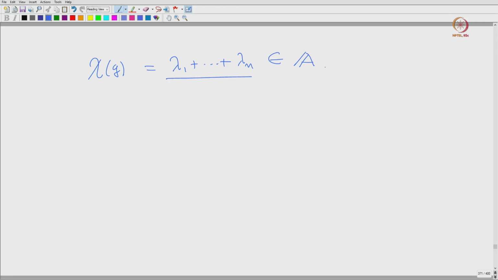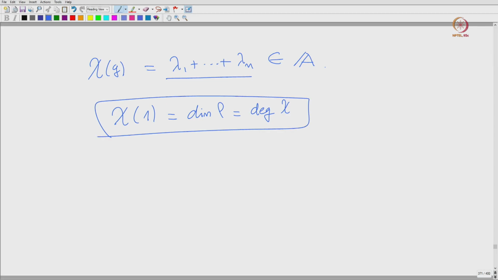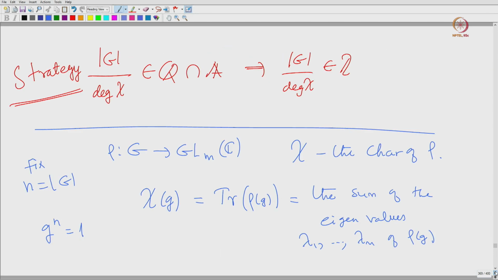So this motivates us to look at algebraic integers. This is how we are getting the connection with algebraic integers. Note that chi of 1, when you evaluate it at 1, is, as we already know, the dimension of the representation, which is exactly the degree of chi. So we are getting connections between algebraic integers and the character values. That is why we are interested in understanding algebraic integers.